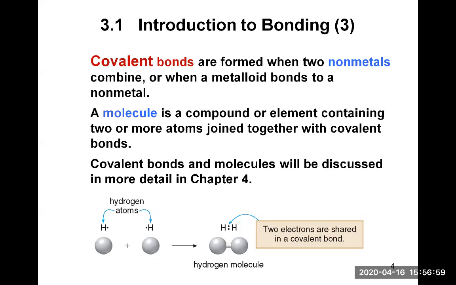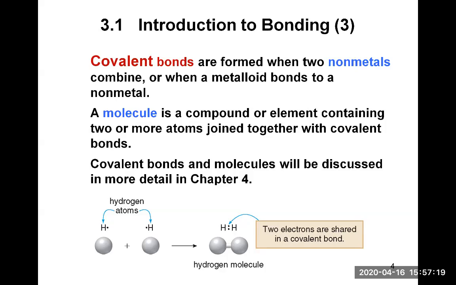So covalent bonds and molecules will be discussed in more detail in chapter 4. One thing I want to say is that covalent bonds are formed when electrons are shared between atoms.